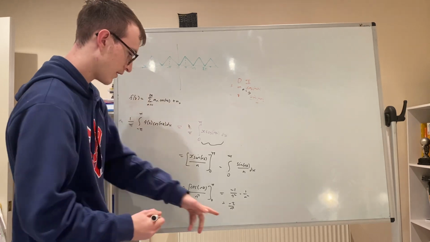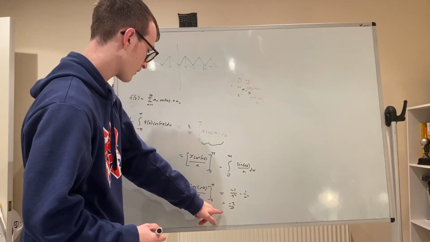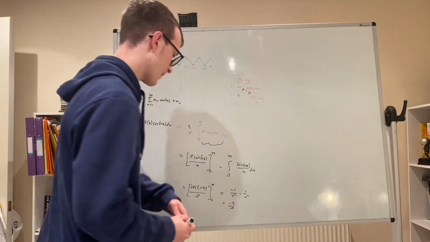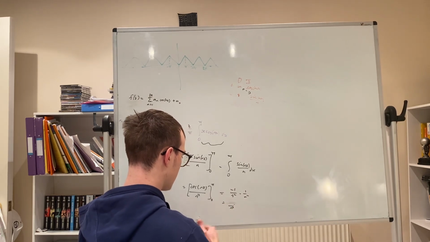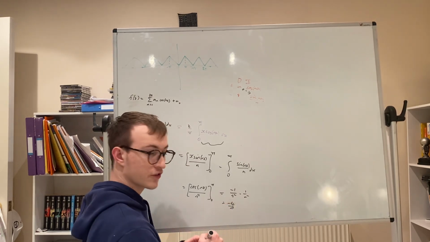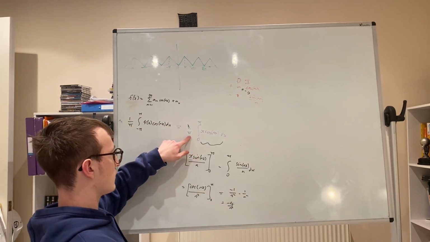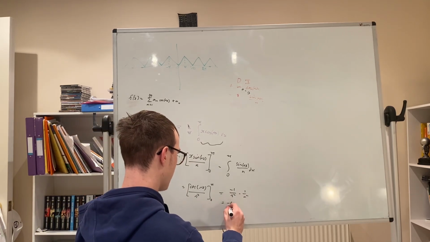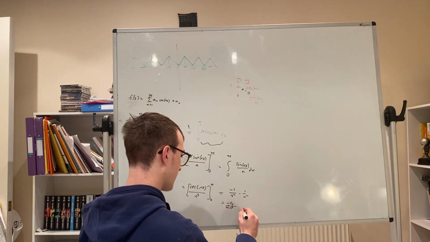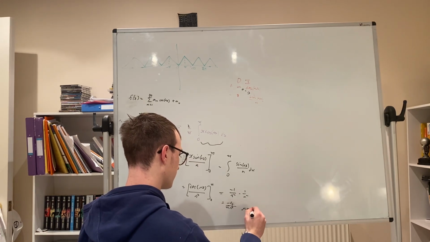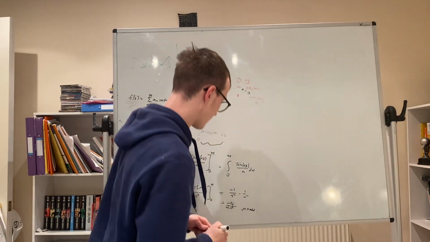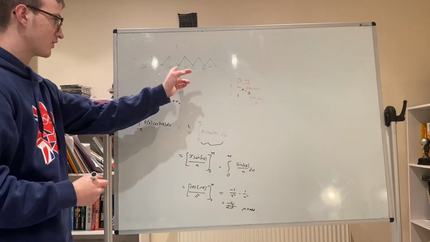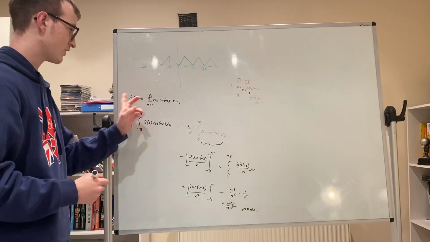So if we times this by 2, we get minus 4 over n squared. And then also, don't forget that we have to divide by pi, so minus 4 over pi n squared. And this is when n is even. Sorry, odd. Okay, good.